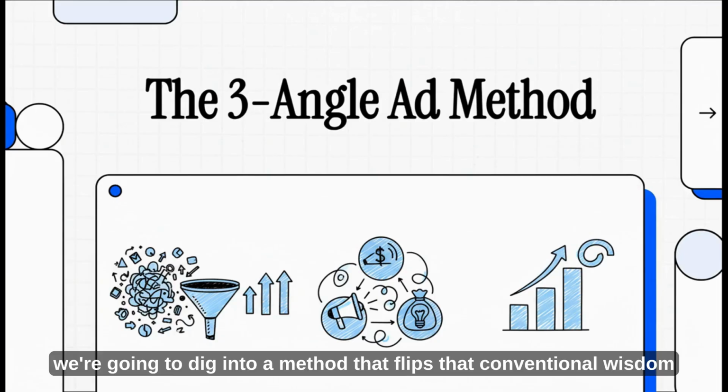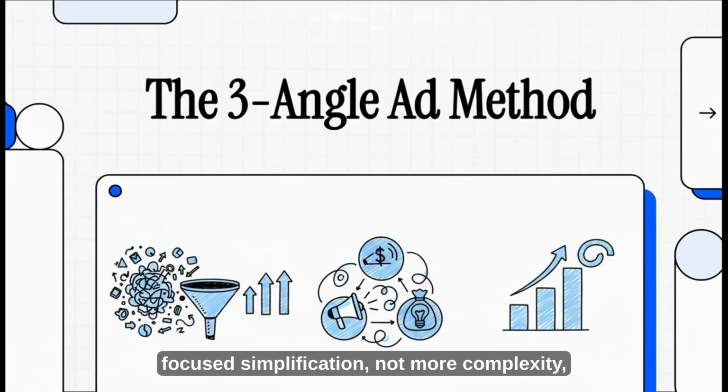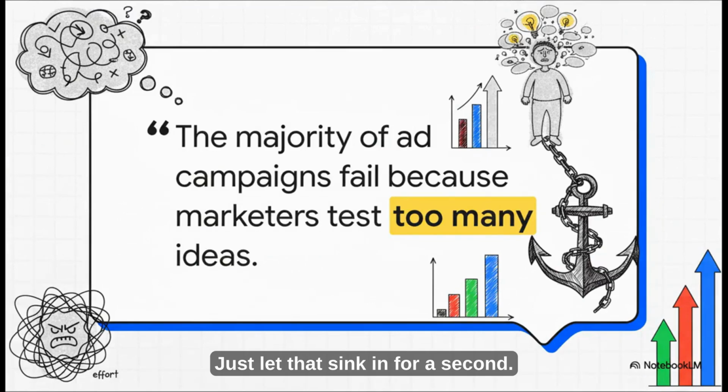Today, we're going to dig into a method that flips that conventional wisdom completely on its head. It's called the three-angle ad method, and it's all about how strategic, focused simplification, not more complexity, is the real key to unlocking profit. Just let that sink in for a second. The more ideas you test, the more likely you are to fail.